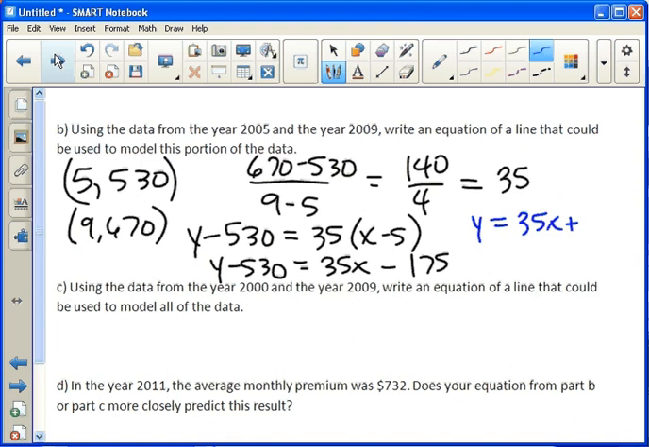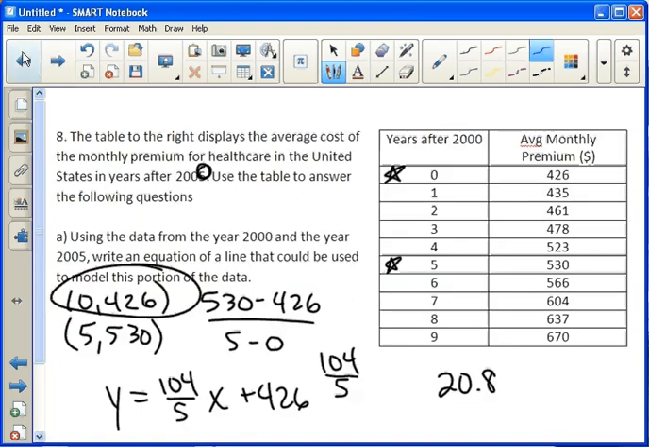Now C says, using the data from the year 2000 and 2009, write an equation of a line that can be used to model all of the data. So we've done it in two pieces so far. Now we're going to do it as a whole. So 2000 was (0, 426). And then 9 we have right here. That's (9, 670). So let's do the slope formula.